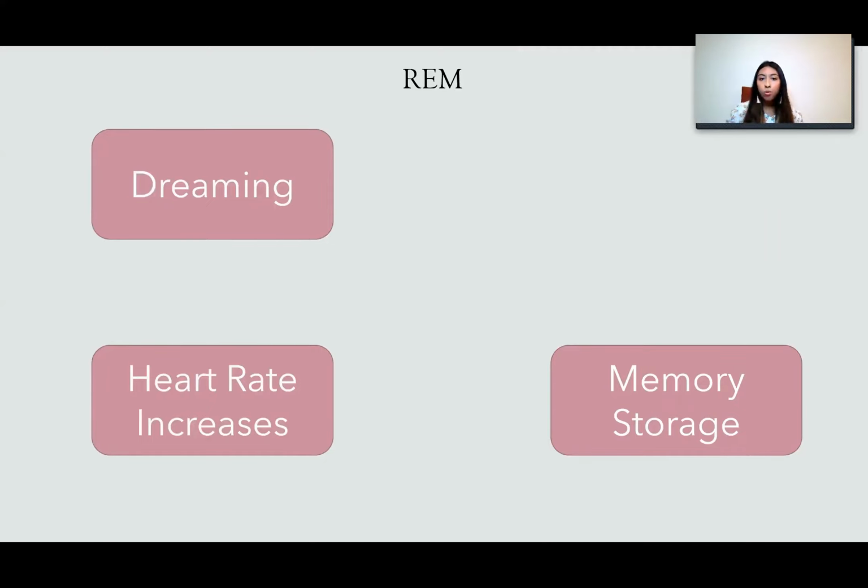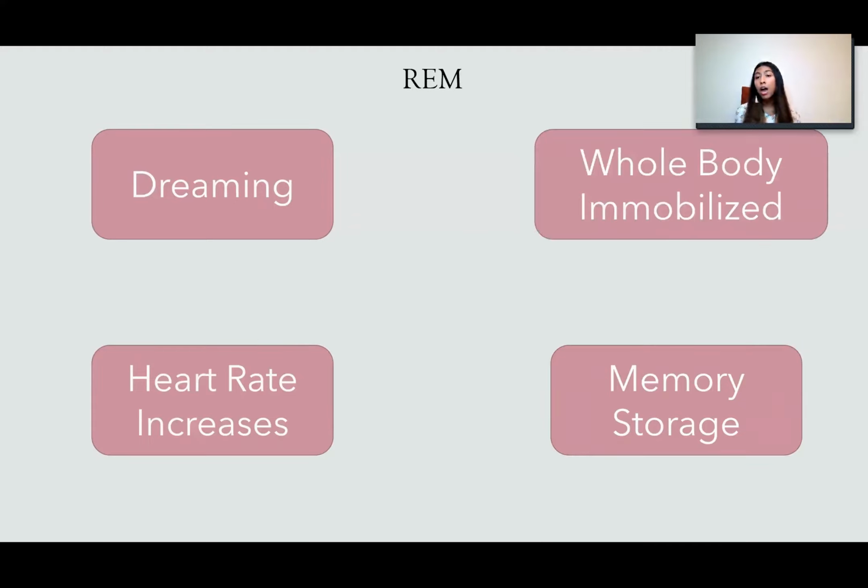Without sleeping, without going through the REM phase, we wouldn't remember a lot of what we remember about our childhood, about our family members, about a lot of things, really. At the same time, our whole body is immobilized. So we just don't move. But under our closed eyelids, our eyes will actually move from side to side. This is why we call this stage rapid eye movement.